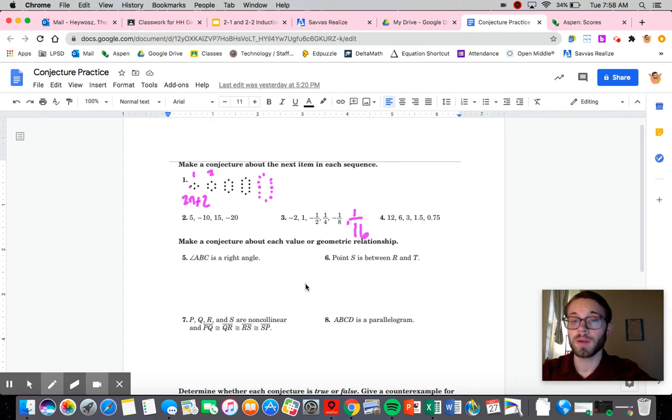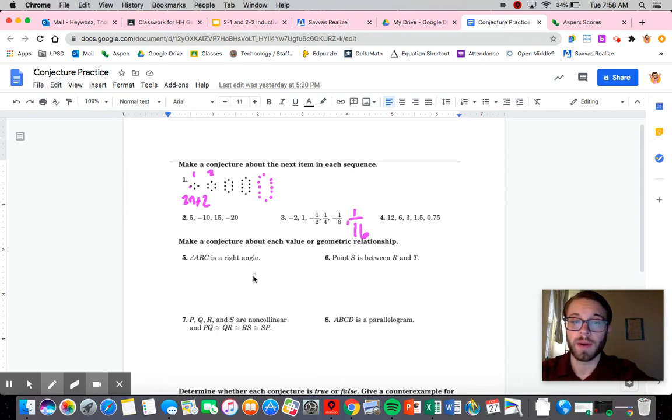Now, in regards to how you could do this with geometry, obviously up here is a little bit easier because we had a sequence, right? So we had a lot of information. Now we just need to say anything potentially related to the information we're given, right? We're making any sort of conjecture, making our prediction based on the information we have.